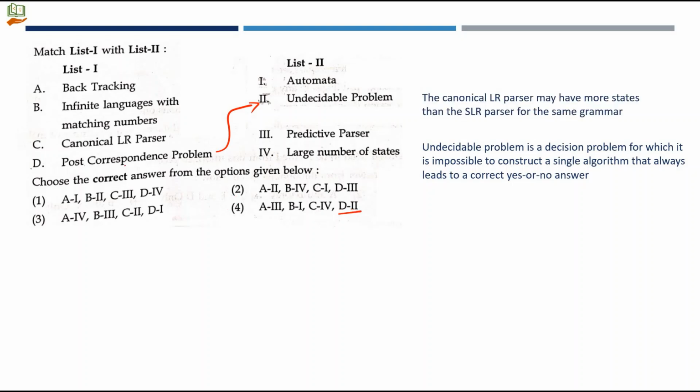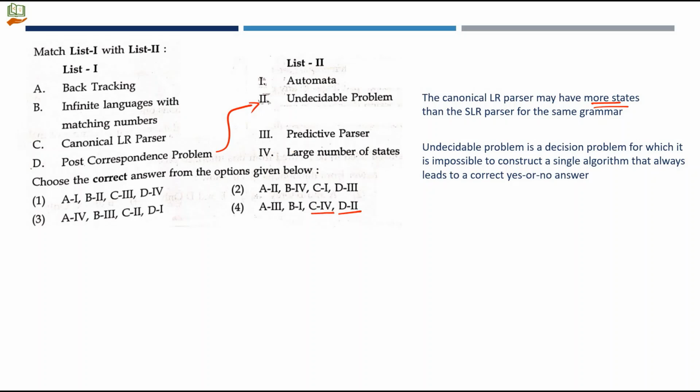Let's then see about canonical LR parser. In a statement where they are comparing canonical LR and SLR parser, they have stated in the book that canonical LR parser may have more states than the SLR parser for the same grammar. This more state has been represented as large number of states here. So in this case we can mark C as 4.